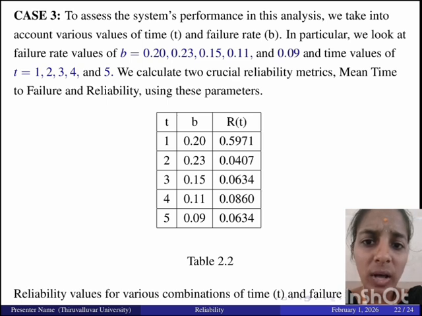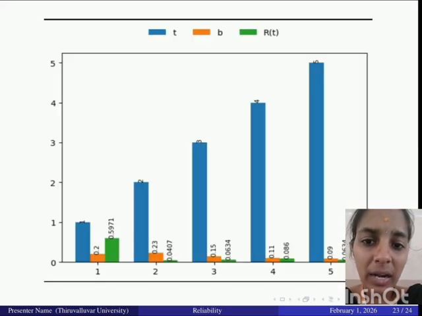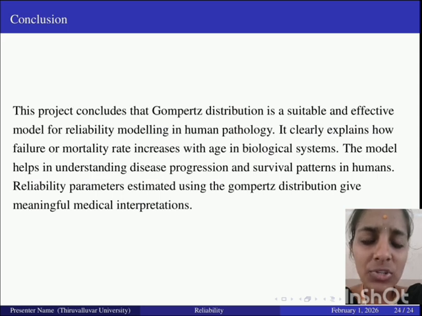In case 3, to assess the system's performance in this analysis, we take into account various values of the time t and failure rate b. In particular, we look at the failure rate values b equal to 0.20, 0.23, 0.15, 0.11 and 0.09, and time values of t is 1, 2, 3, 4, 5. We calculate the 2 crucial reliability metrics, mean time to failure and reliability, using these parameters. We get the value for R of t, the reliability values for various combinations of time t and failure rate b. This is the graph for case 3.